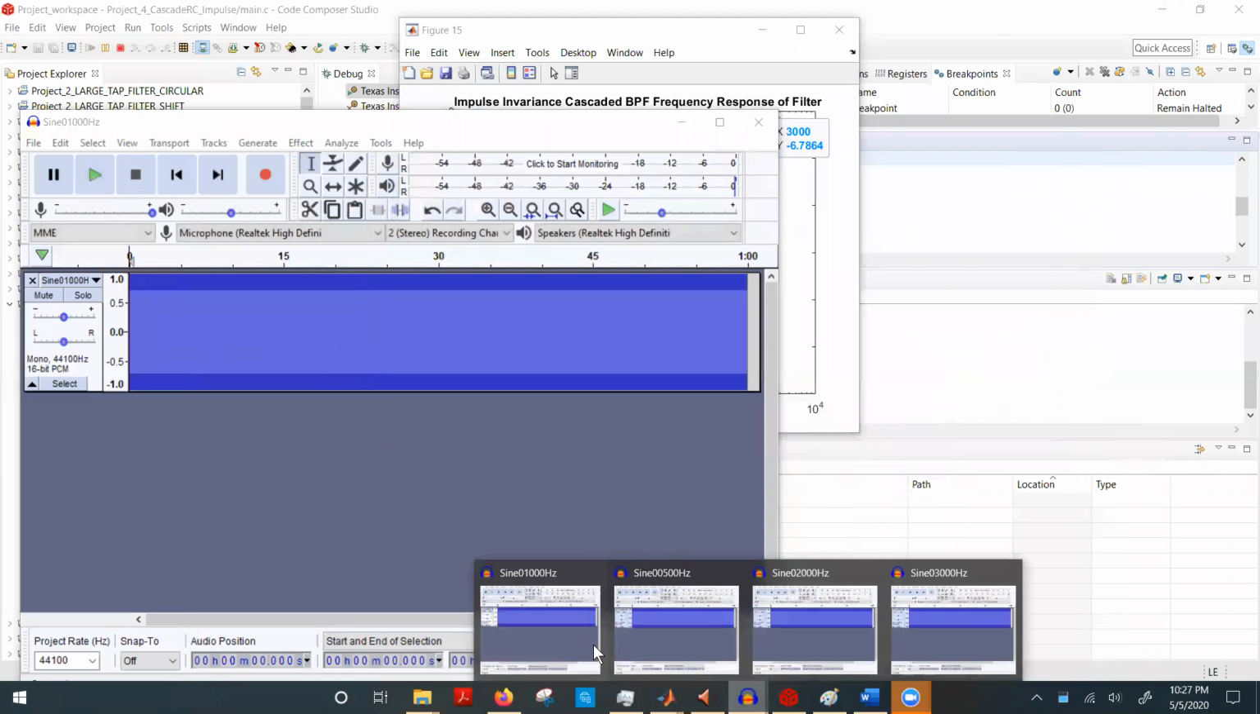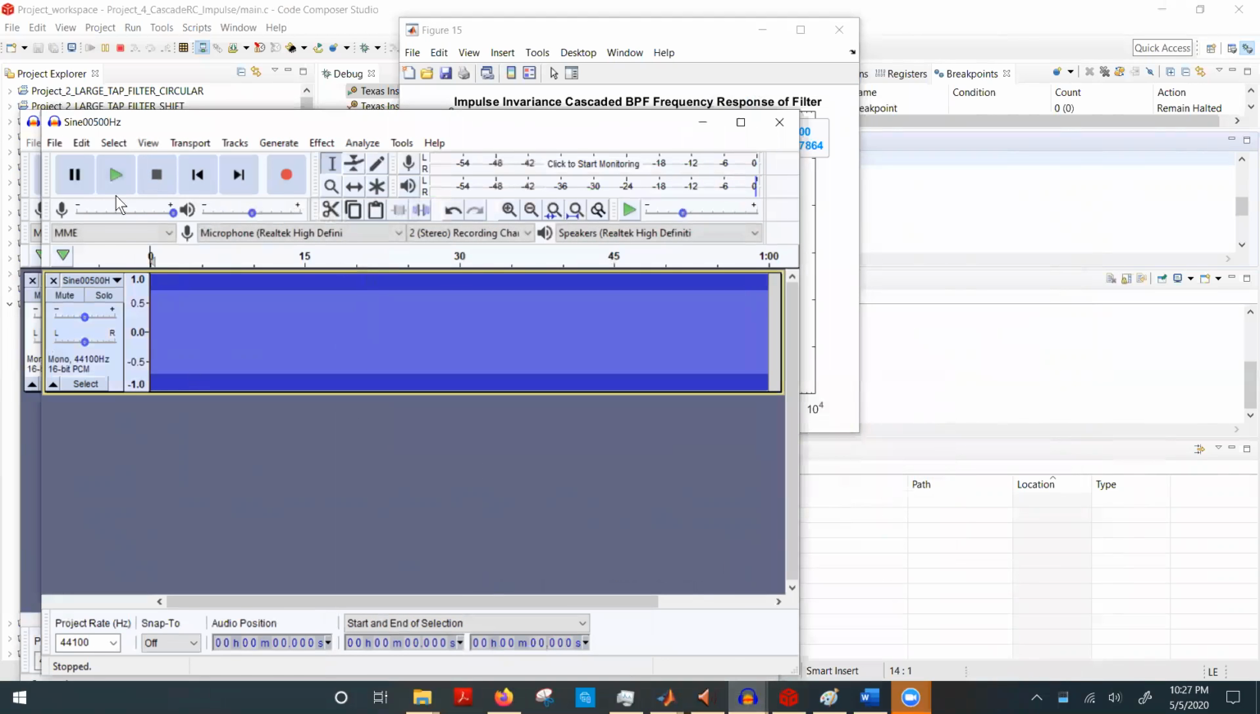If I go even lower, let's say the 500 hertz signal, this should be attenuated more. Now the 500 hertz signal is very attenuated. It's hard to hear, and this is at max volume. It's very quiet because the high order filter gives you the sharp roll off rate.